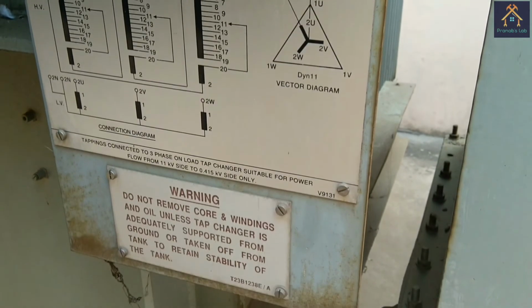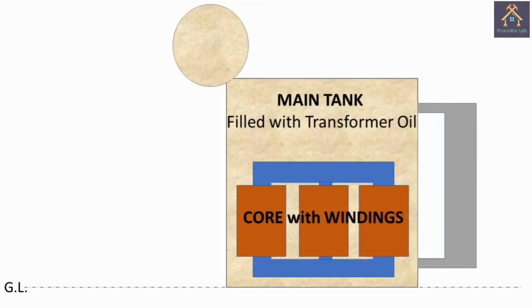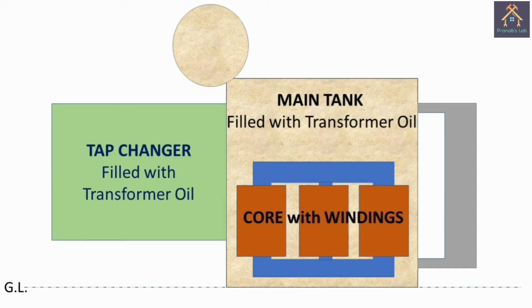And now here we can see a warning plate, that is showing do not remove core and windings and oil unless tap changer is adequately supported from ground or taken off from the tank to retain stability of the tank. That means we know that the main tank of the transformer, which is filled with transformer oil, is fitted with the tap changer, which is also filled with transformer oil.